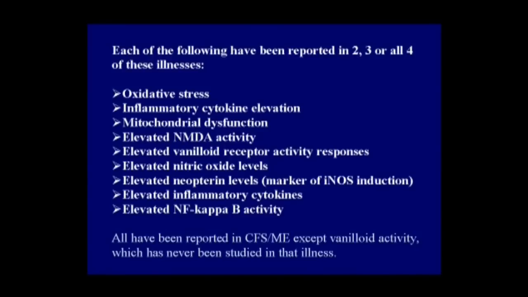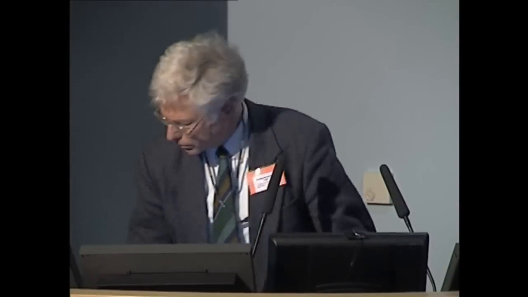And of these, the only one that has not been shown to occur in ME/CFS is the vanilloid receptor elevation. That has been studied in fibromyalgia, and it's also been studied in multiple chemical sensitivity. It's never been studied in ME/CFS. So we have no data on that, but all the others we have data on, and all the others seem to be elevated. Okay, so that's actually quite a bit of evidence supporting this model for ME/CFS.